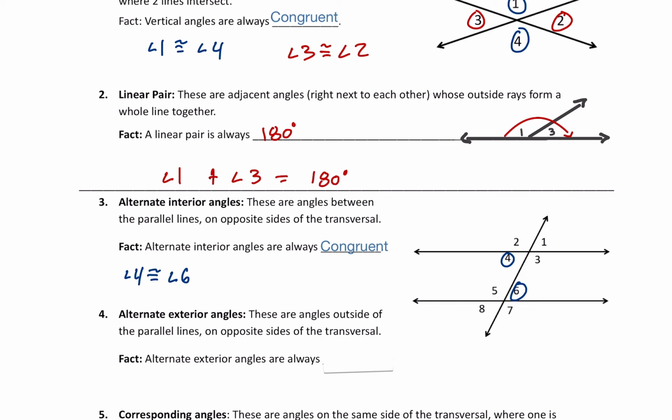Then I could also say that angle 5 and 3 are alternate interior angles. So those two are also congruent.